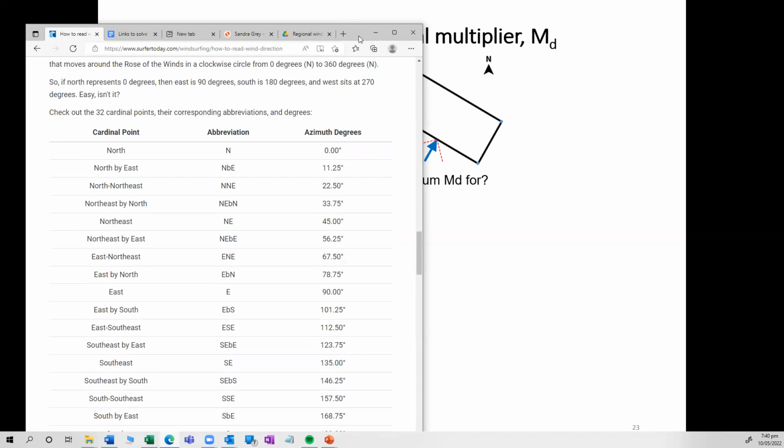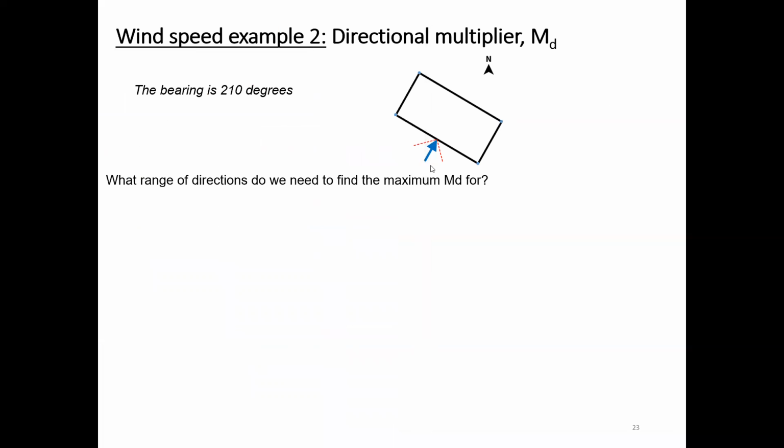But it was a good question. So in this case, what is the bearing? It's 210 degrees. Now, what range of directions do we need to find the maximum M_D for? Can you remember, it's plus or minus 45 degrees, so it's these red lines here. If this is 210 degrees, what is this bearing and what is that bearing? I can just tell you it's 210 minus 45 is 165, and 210 plus 45 equals 255.